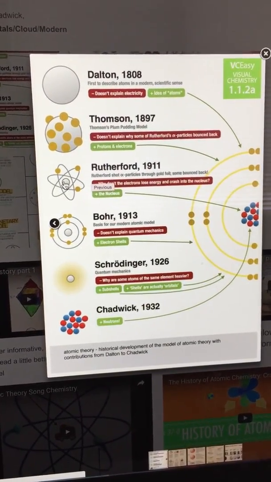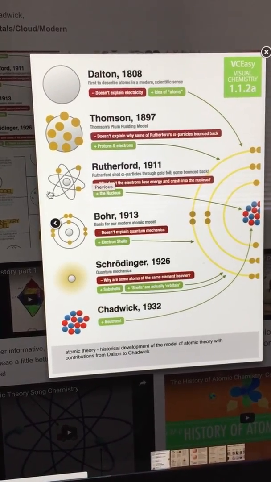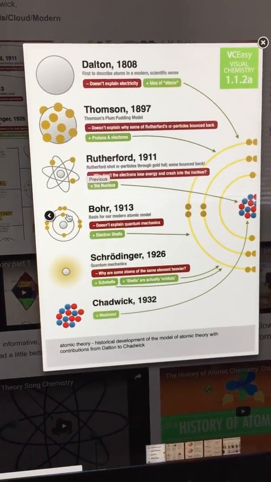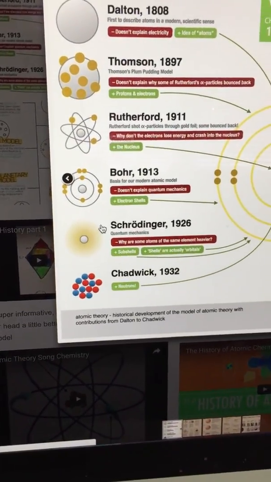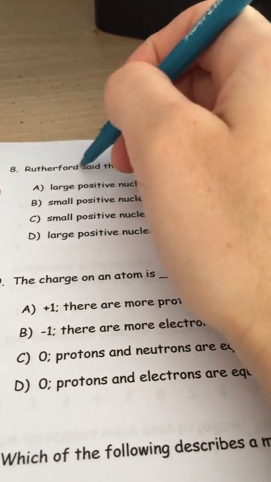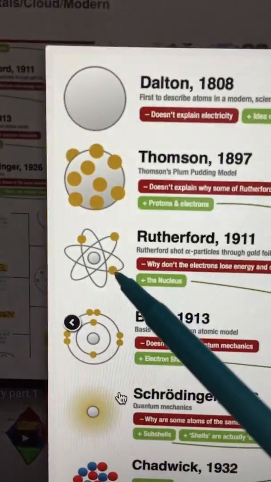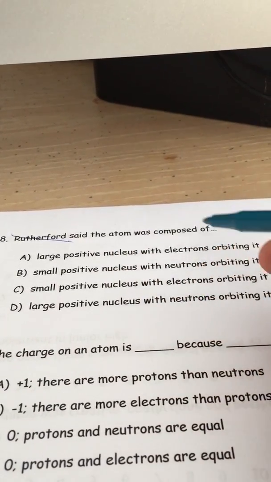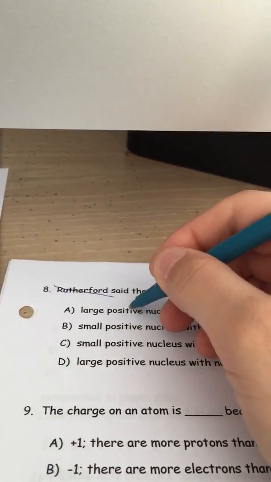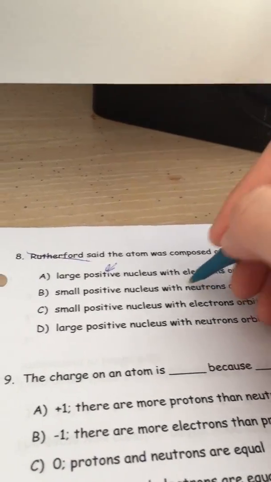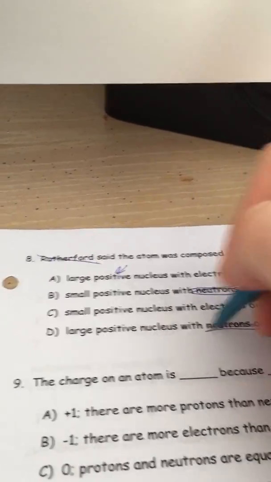So we have a nucleus, and we have electrons floating around the outside, but they're not necessarily in any particular orbital. So which question has to do with that? Let's take a look. Rutherford, the one that looks like this: is that a large positive nucleus with electrons orbiting it? It's got protons in it. And is it orbited by neutrons? Nope. So definitely not that one.